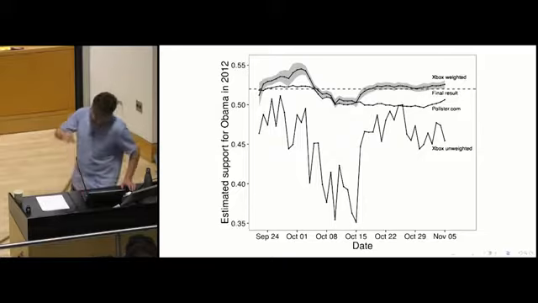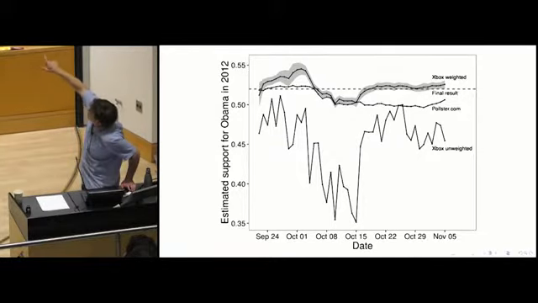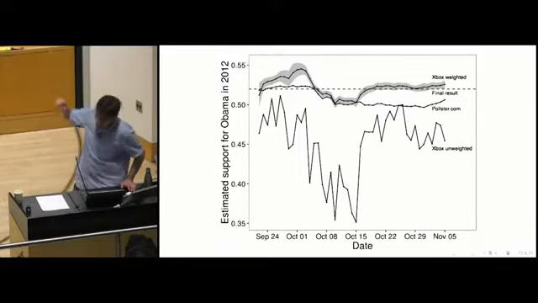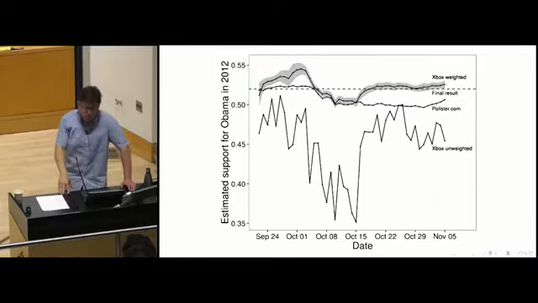The x-axis here is the date. The y-axis here is the estimated support for Obama. The bottom line is what you get if you take the sample average.